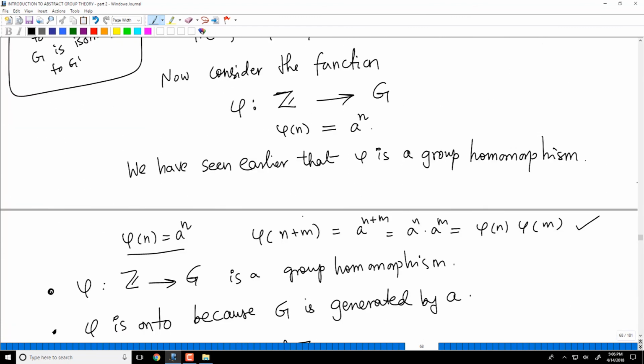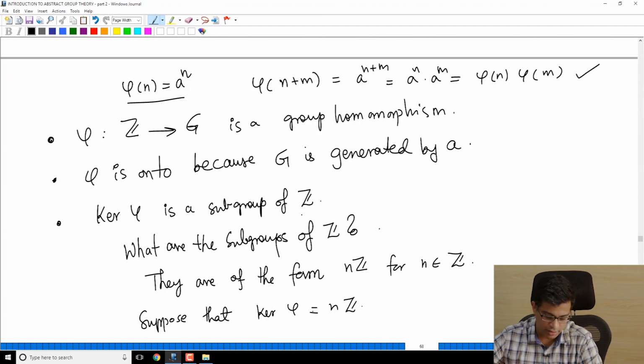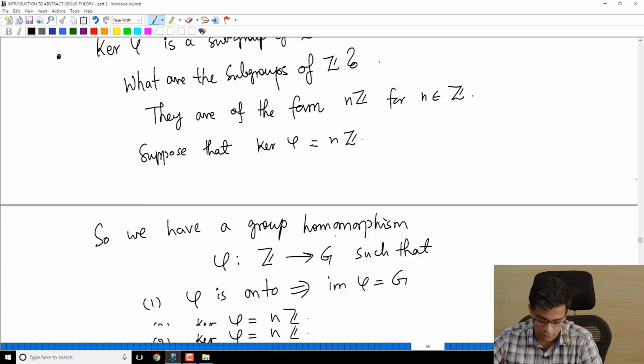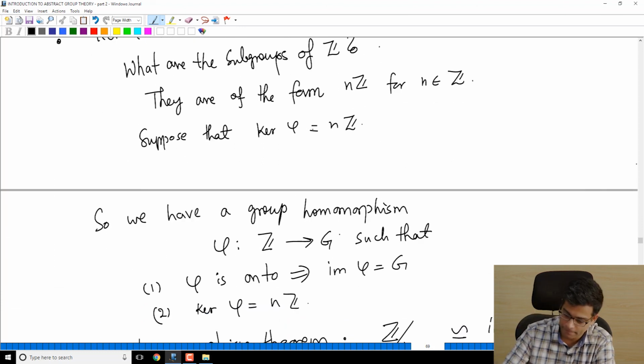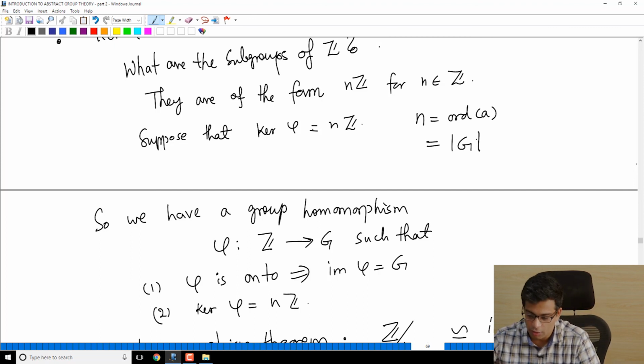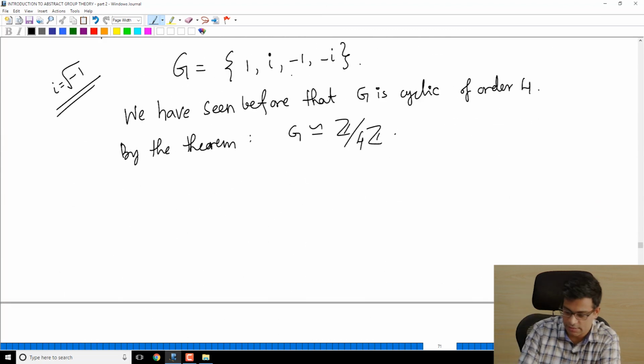If you go back and see, the kernel will be nZ. The kernel is a subgroup of Z, so it is nZ, but what is that n? It is the least positive integer such that a to the power n is the identity, which is exactly the order of a. Because a generates G, the order of a is the cardinality of G. So in this case G is isomorphic to Z mod 4Z.